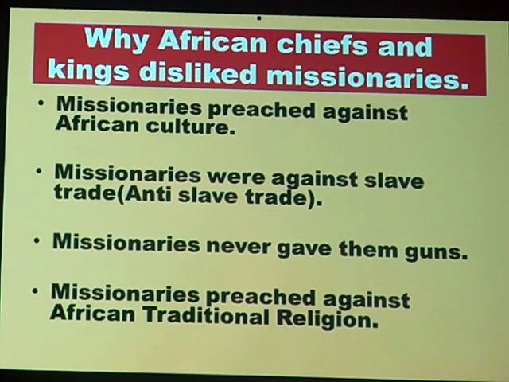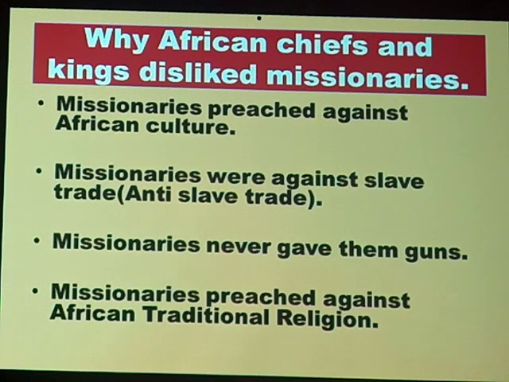Remember in the last talk, we said what brought a bone of contention between Kabaka Mwanga, actually Kabaka Mutesa I, and the missionaries was that he had expected guns from them. But in return, they came with the Bibles. There is no way they could be on the same footing. The last aspect here is that missionaries preached against African traditional religion. Therefore, these people could not be friends in any way.